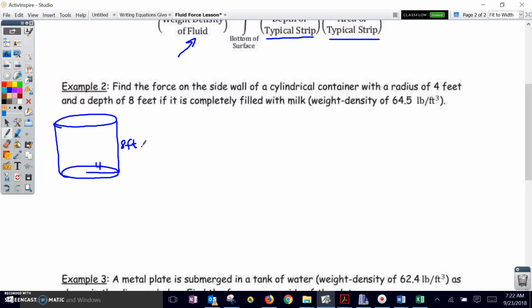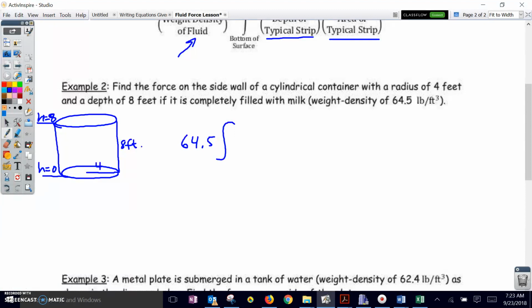We need to set up a coordinate gridding system, and we can either establish h equals 0 at the bottom of the surface or at the top. And sometimes you use a little judgment. Sometimes it's easier to set it up so that you're using h equals 0 at the bottom. Sometimes it's easier at the top. Sometimes you just establish a system and then develop your model based off of that system, and you're good to go. So here I'm going to set it up so that h equals 0 at the bottom and h equals 8 at the top. Our weight density of our fluid is 64.5.